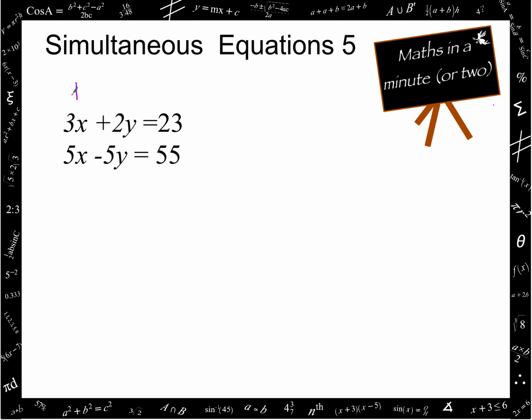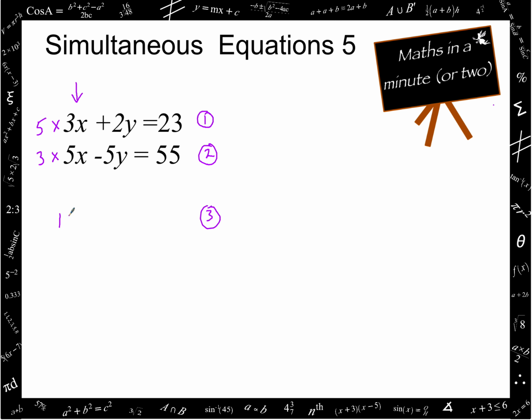I'm going to go with the x's, and I'm going to do that by multiplying them by each other. So I'm going to times the top row by 5, and I'm going to times the bottom row by 3. In that way we're going to end up with 15x, and then we can carry on as normal. So I'm going to call that equation 1 and equation 2. So by timesing the top row by 5, I'm going to create equation 3.